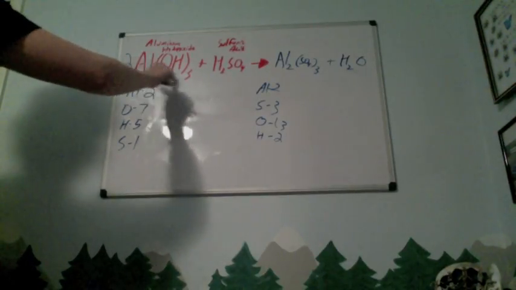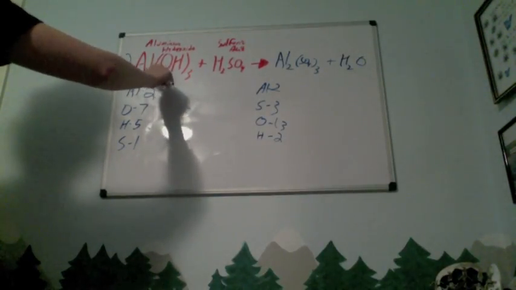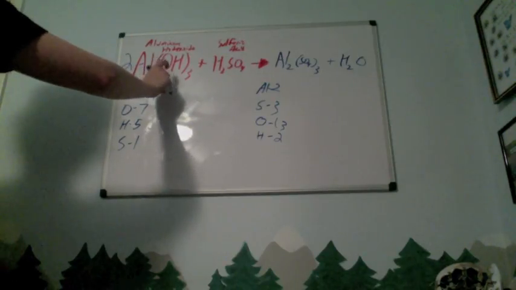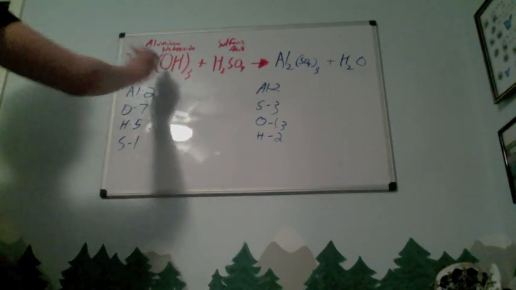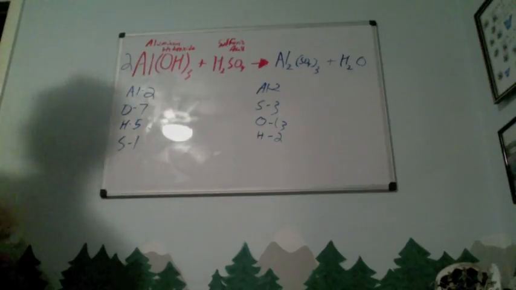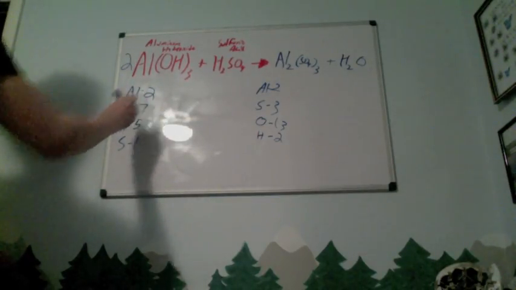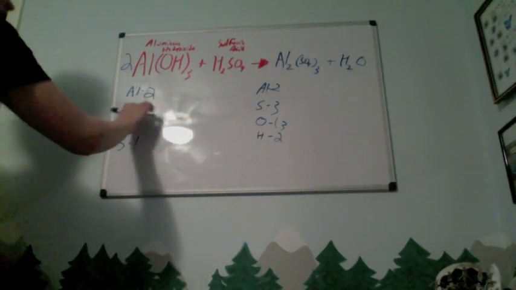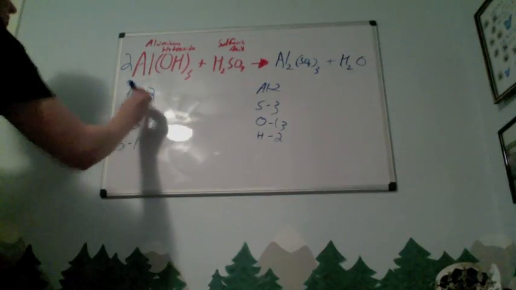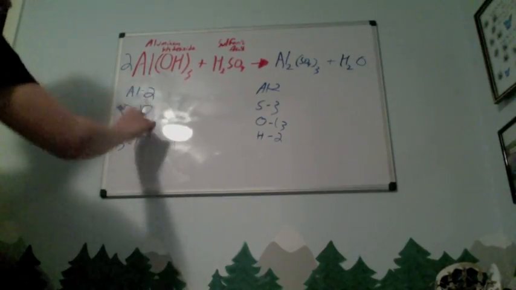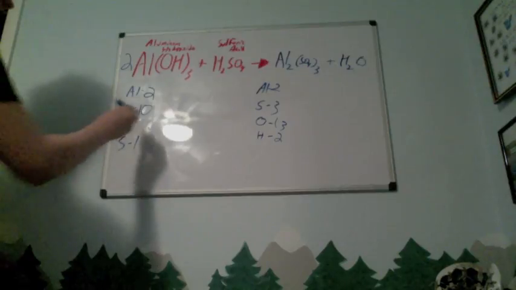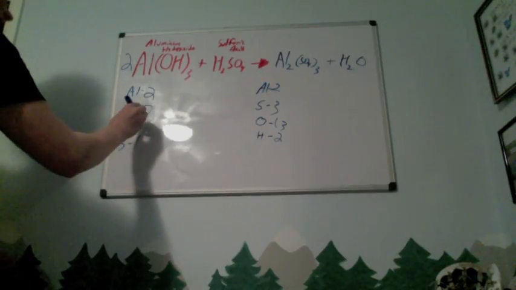Now this 2 will also distribute over here, so now there's 2 times 3 hydroxides. So that means that there's 6 oxygens and 6 hydrogens now, plus the numbers that were already here. So now we have 10 oxygen over here, and 8 hydrogen.